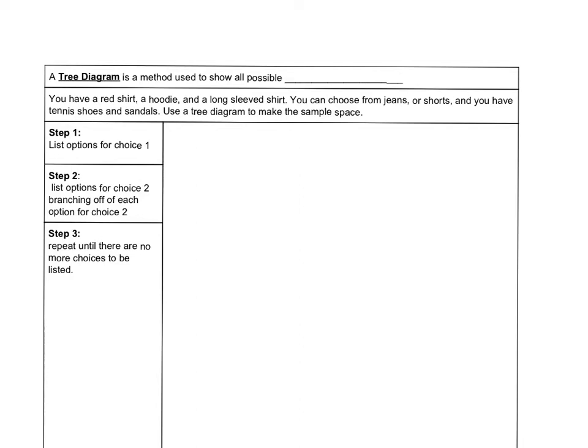Okay, so there's something called a tree diagram, and it's used to show all the possible combinations or outcomes. So let's say you have a red shirt, a hoodie, and a long sleeve shirt. And then for pants, you can choose from jeans or shorts. And for shoes, you have tennis shoes or sandals. Okay, so we're going to make what's called the sample space, and that's just a list of options or combinations.